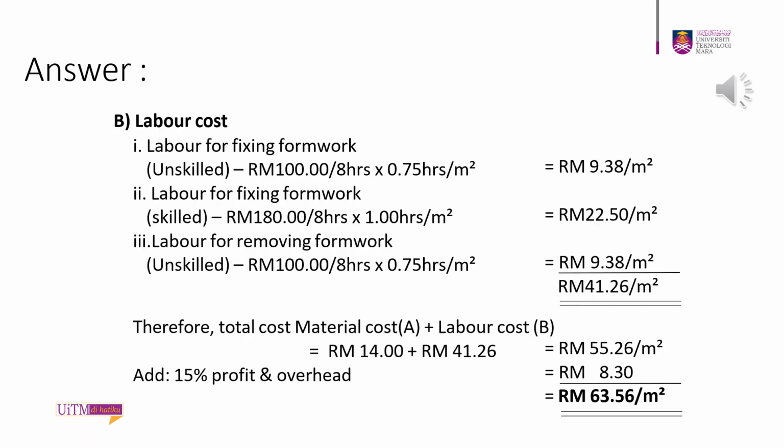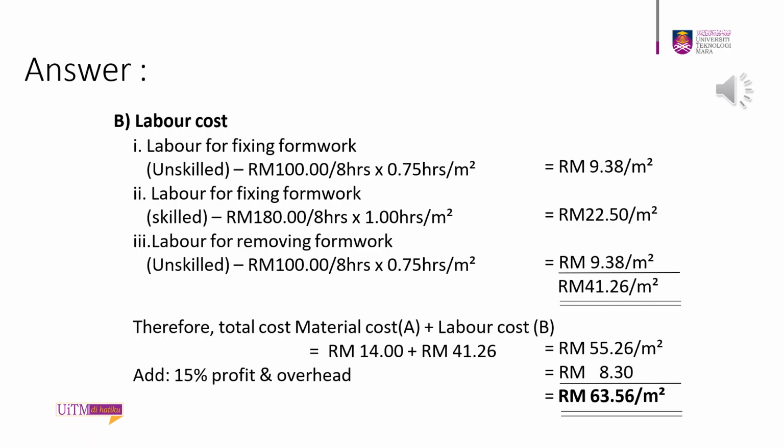This slide shows the labor cost calculation for formwork to the slab soffit. First, unskilled labor for fixing formwork costs 9 ringgit and 38 sen per square meter. Next, skilled labor for fixing formwork costs 22.50 ringgit per square meter. Then, unskilled labor for removing the formwork adds another 9.38 ringgit per square meter. Altogether, the total labor cost comes to 41.26 ringgit per square meter.